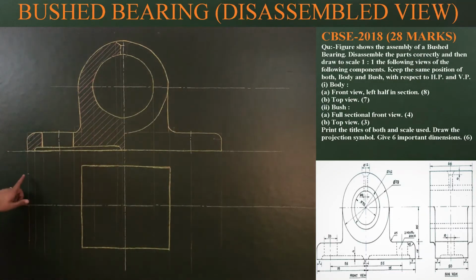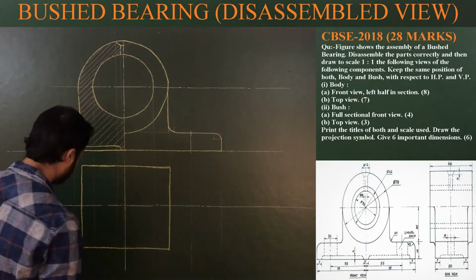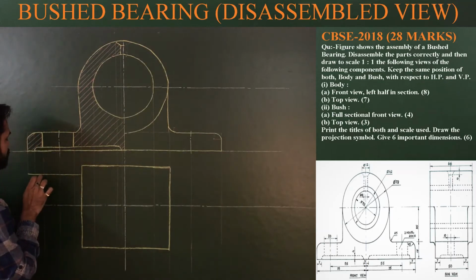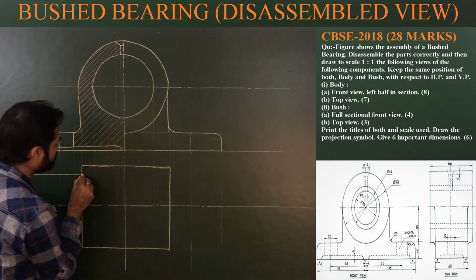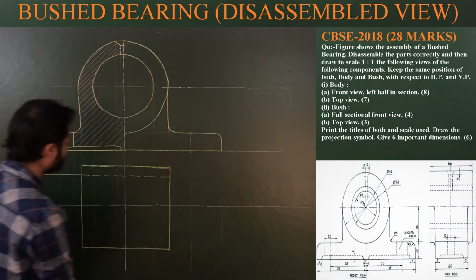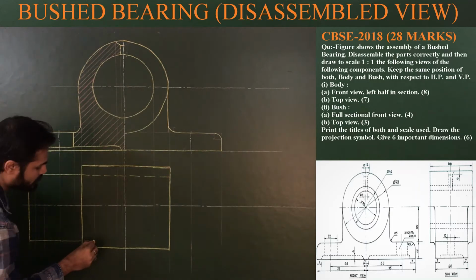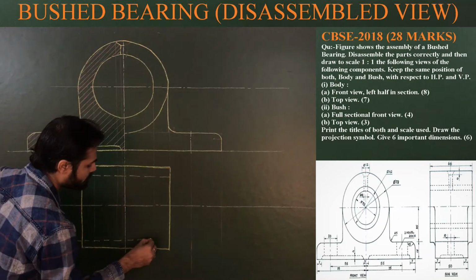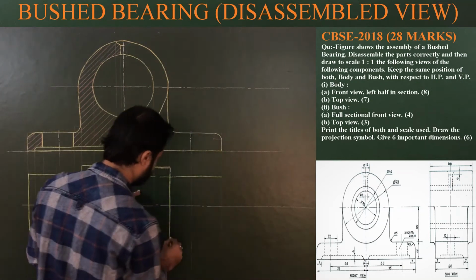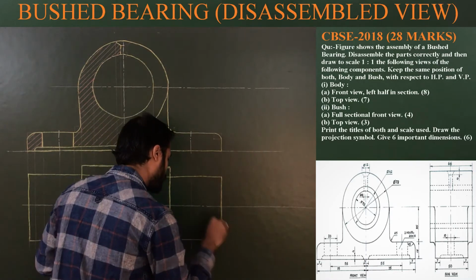Okay, now the part which lies below the cylindrical part will be hidden. So draw hidden lines like this. Hidden, and then extend it for the right side.